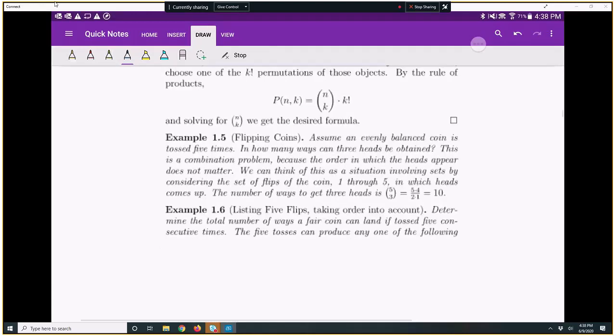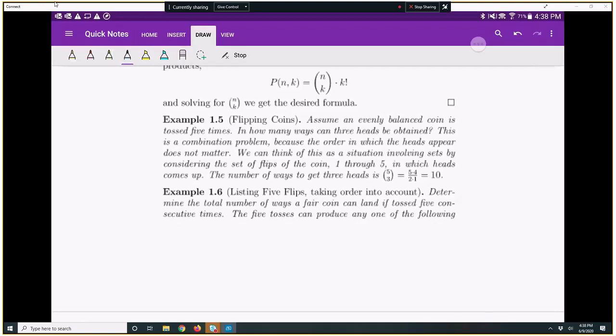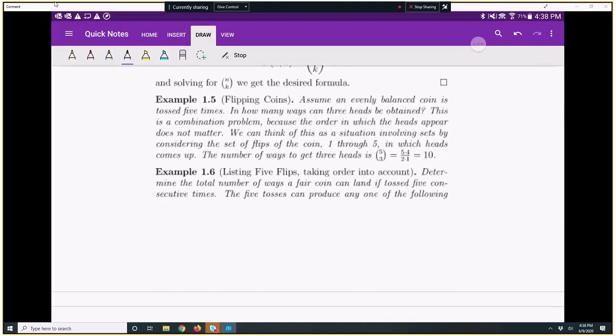So here's an example. Assume that an evenly balanced coin is tossed 5 times. In how many ways can 3 heads be obtained? This is going to be a combination problem because the order in which the heads appear does not matter. We can think of this as a situation involving sets by considering the set of flips of the coin, 1 through 5, in which heads come up. The number of ways to get 3 heads will be 5 choose 3, which is going to end up being 5 times 4 divided by 2 times 1.